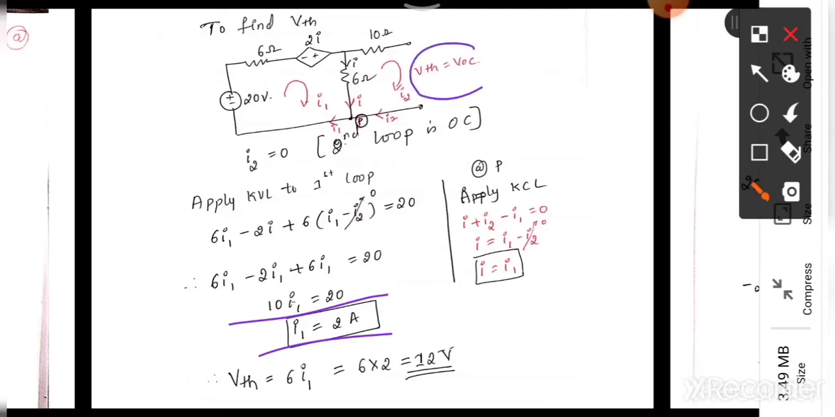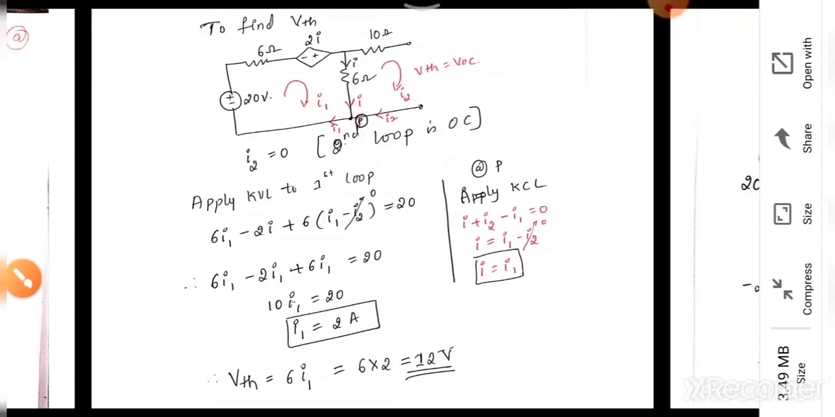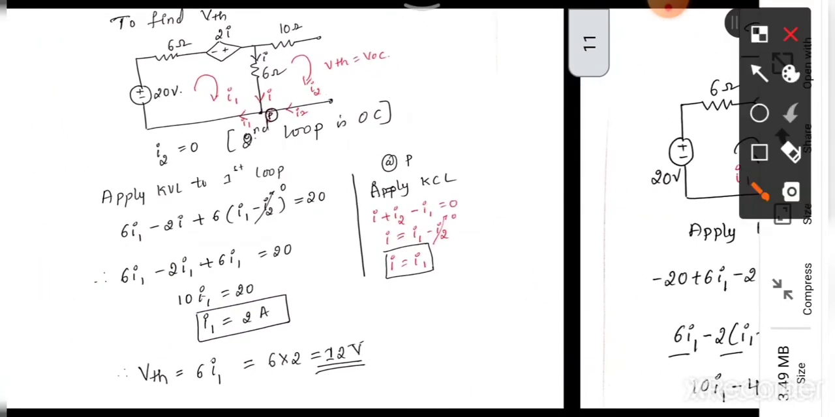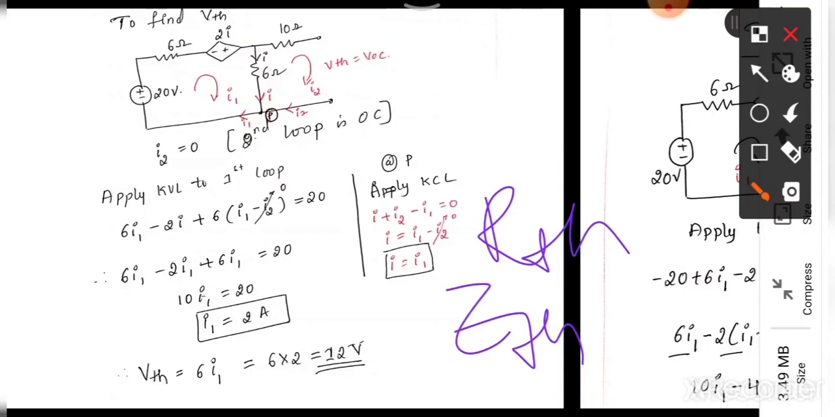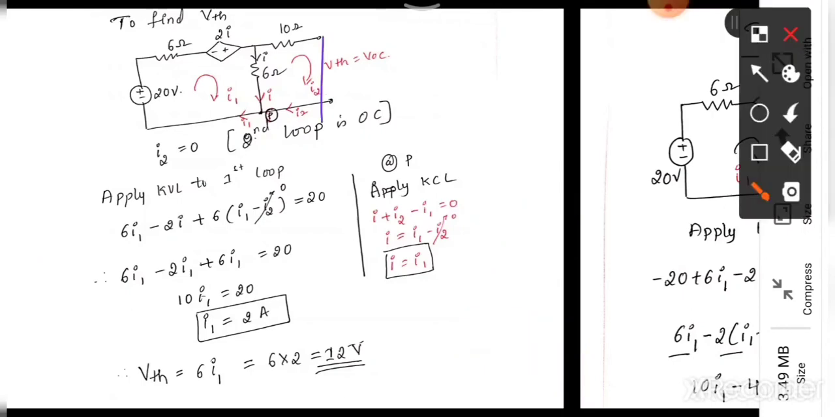Then VOC you can write directly, as I said, VTH or VOC will be equal to the 6 ohm resistance times the current flowing through it. That is 6 into I1, 6 into 2, which is 12 volts. Now, as we said, we cannot calculate ZTH or RTH directly. We have to calculate the short circuit current here.